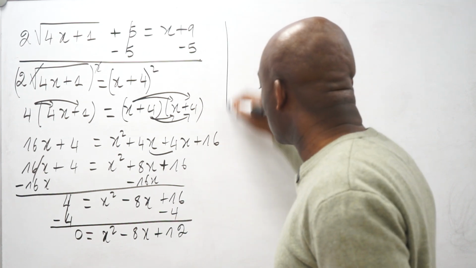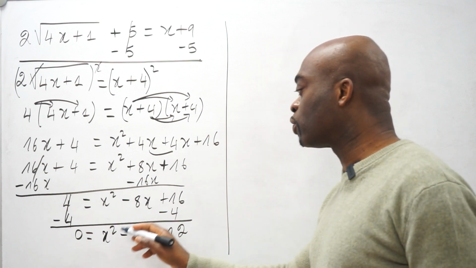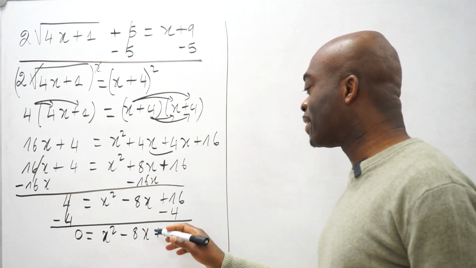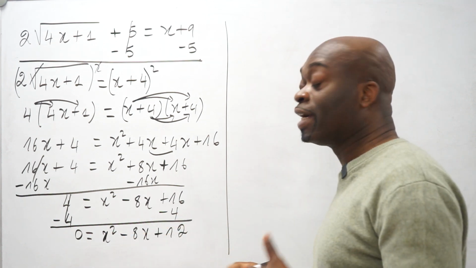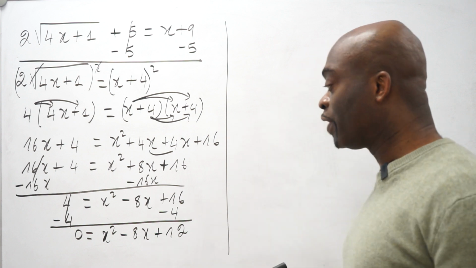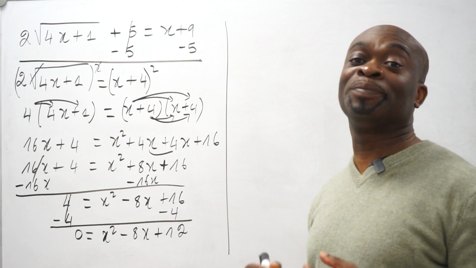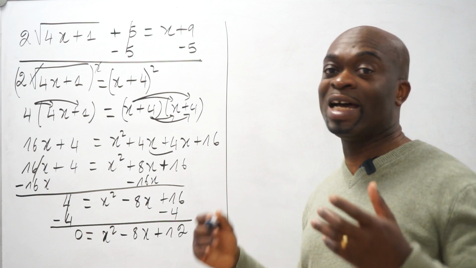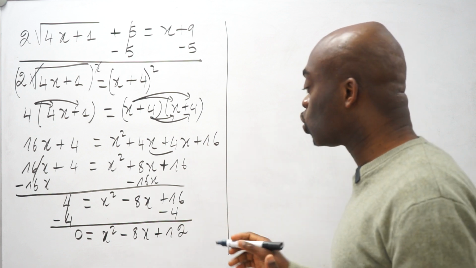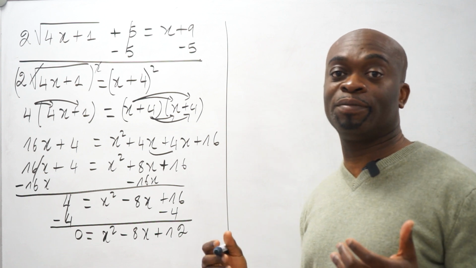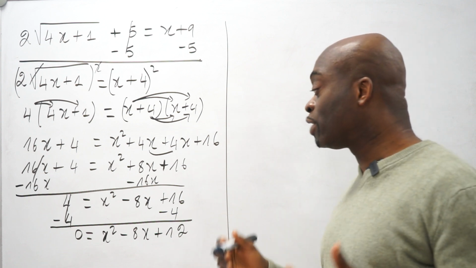All right? So that means you have 0 equals x to the second power minus 8x plus 12, which is then a quadratic equation to deal with. For those who love to deal with quadratic equations and use the quadratic formula, that is fine. Go ahead and do it. For those who like to see if you can factor it before doing anything else, that is also fine.